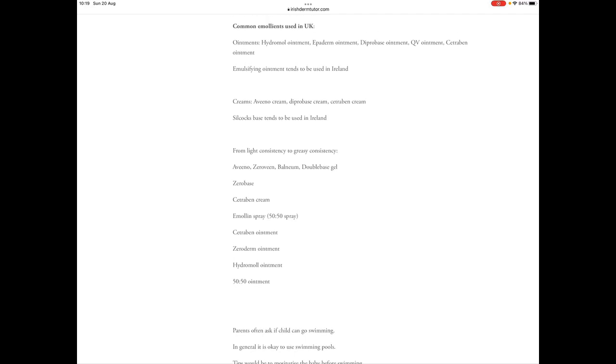Common emollients used in the UK, so ointments, include Hydromol ointment, Epaderm ointment, Diprobase or Cetraban. From memory, emulsifying ointment tends to be the one used in Ireland. With regards to creams, there's Diprobase cream, Cetraban cream, Aveeno cream, among others. And again, the one in Ireland I remember we used to give was Silcock's Base. Here is a table of different creams from light consistency to greasy consistency on a spectrum. For instance, Zerobase, Balneum and Doublebase are all very light. And on the other end of the spectrum, you've got Hydromol ointment and 50/50 ointment being the greasiest.